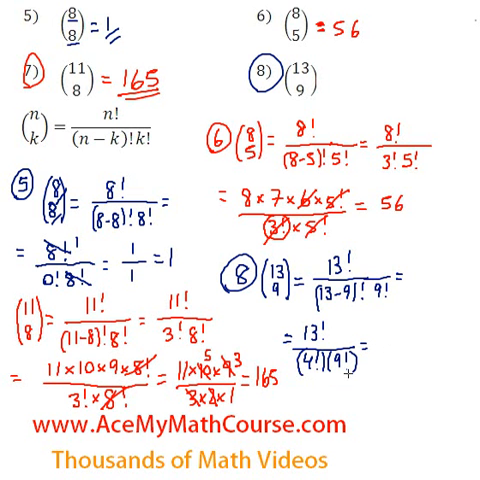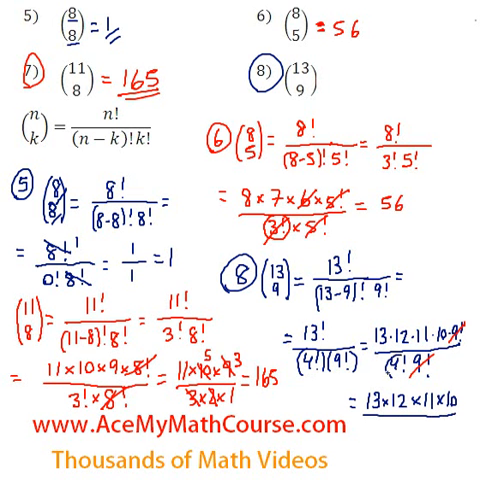Now, because we have a 9 factorial on the bottom, I'm going to expand the 13 factorial into 13 times 12 times 11 times 10 times 9 factorial all over 4 factorial times 9 factorial. Now the 9 factorials are just going to cancel out. That's a good thing, of course. So we end up with 13 times 12 times 11 times 10. And 4 factorial is just 24.